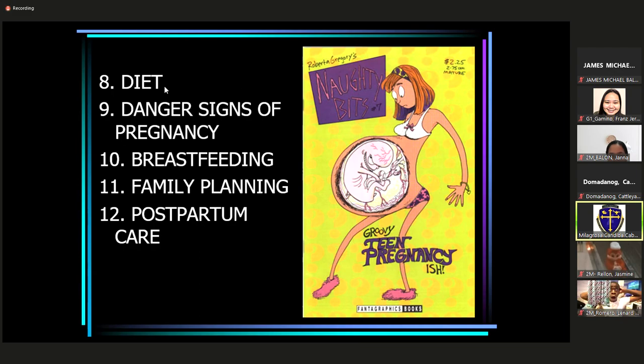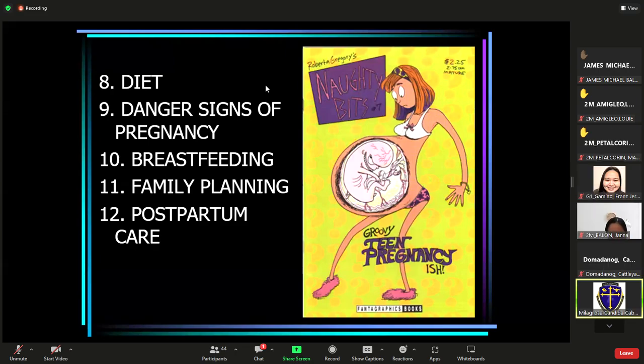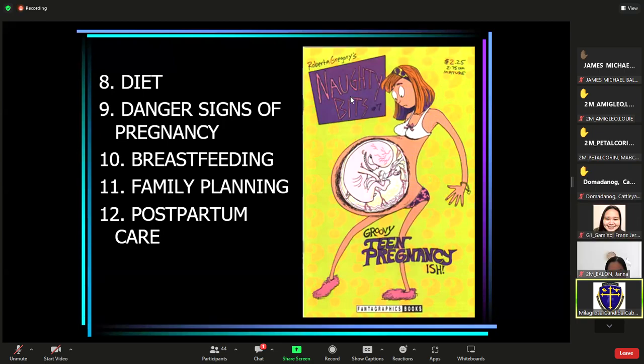Meron akong gustong marinig na hindi ko naririnig. Vaginal bleeding, yes. Sa chat ito eh. Okay. So, ano pa yun? High blood pressure po, ma'am. Correct. Increase in the blood pressure of the mother.